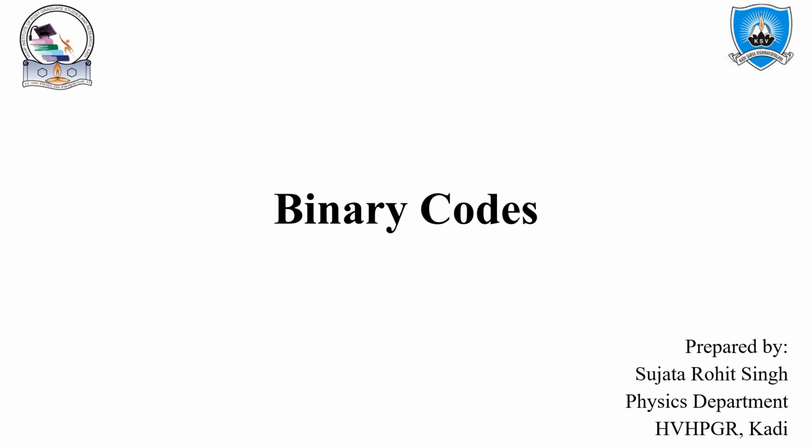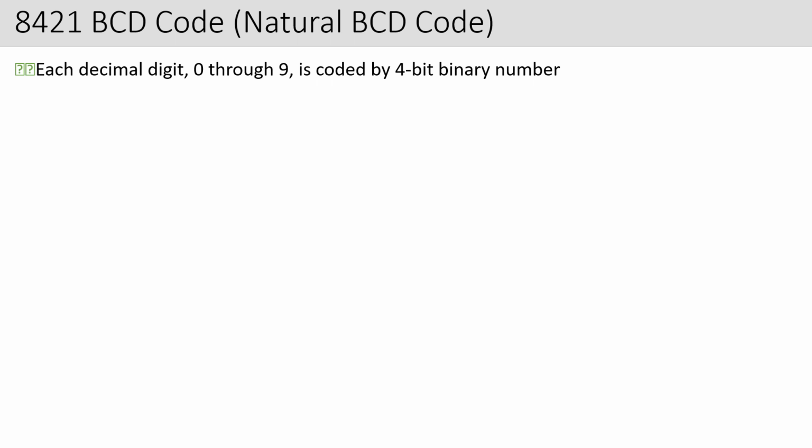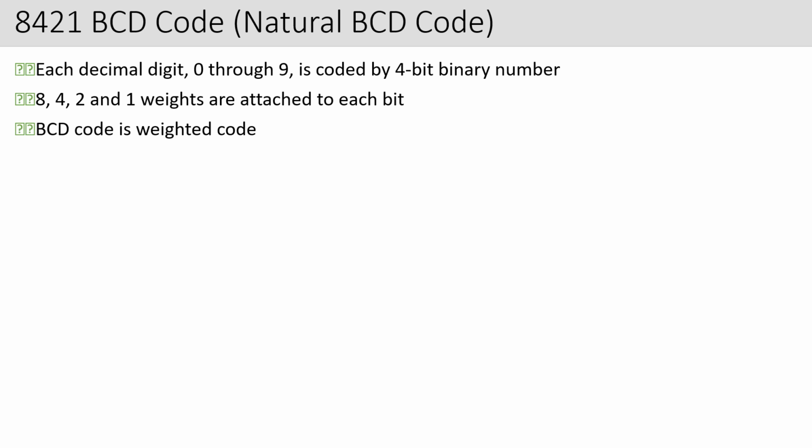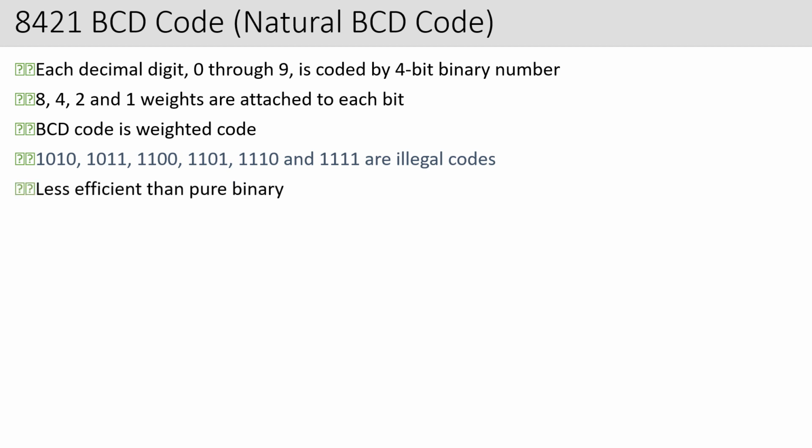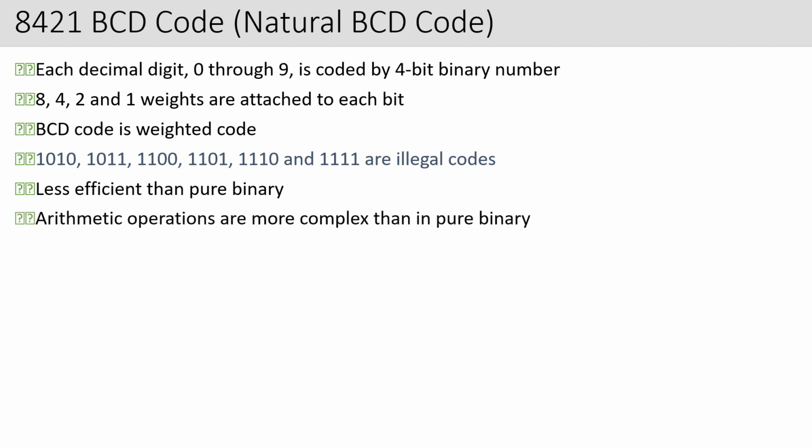In my previous lecture, I talked about the BCD code, the natural BCD code, which is also called the 8421 code. I discussed the meaning of binary coded decimal, and told you that certain weights are attached to it, 8421. So we consider BCD to be a weighted code, and there are certain illegal codes associated with it. I have also given you those numbers, and we said that it is less efficient compared to the pure binary number, and arithmetic operations using BCD code are more complex than with pure binary numbers.